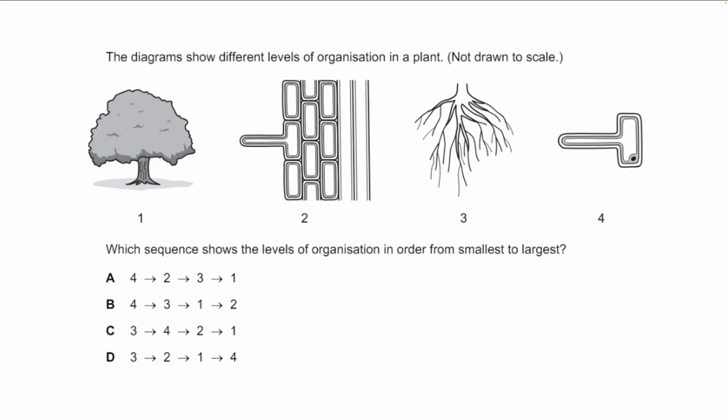Now try this next question. The correct answer here is A, since 4 is a plant cell, specifically a root hair cell, making it the smallest one here, since cells are microscopic. And the one bigger than it is the tissue number 2, followed by the root system, which is pictured in 3, and finally the entire organism, which is the tree in picture number 1.